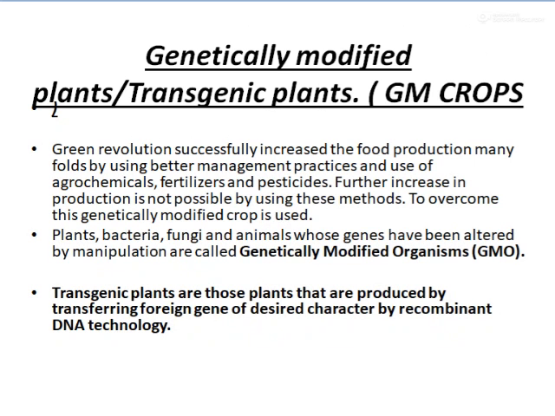Okay, next one we have is genetically modified plant or transgenic plant. We can call it GM crops. As we all know, the green revolution has enhanced crop productivity, but it is not enough to meet the growing population, as the population is very vast, very huge, yes or no? So to go on with that, we need some method to overcome this. For this, genetically modified crops are used. Plants, bacteria, fungi, animals whose genes have been altered by manipulation are called genetically modified organisms, GMO. Transgenic plants are those plants that are produced by transferring foreign genes of desired character by recombinant DNA technology. We can call it a transgenic plant.